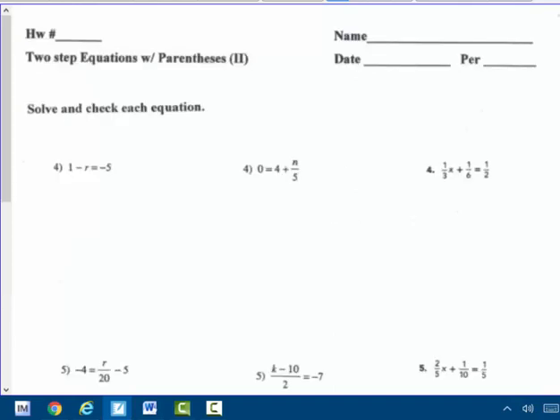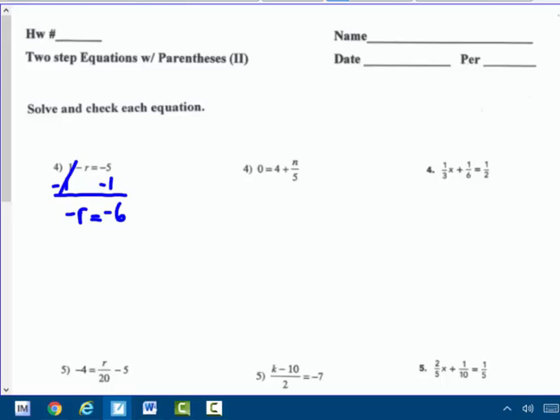The next page is actually the homework page that we're going to do in class tomorrow, but I'm going to do a couple of these just to get us started so we don't have quite as many to do tomorrow. So first one I'm going to do is this first number 4 that says 1 minus r equals -5. So that is a positive 1. I'm going to subtract 1 from both sides to balance this. And be careful, that's a negative r equals -6.